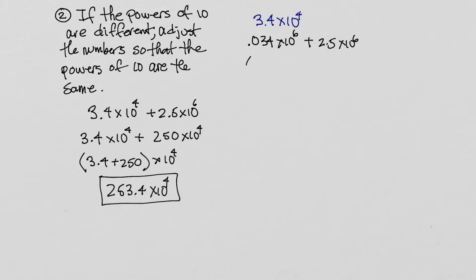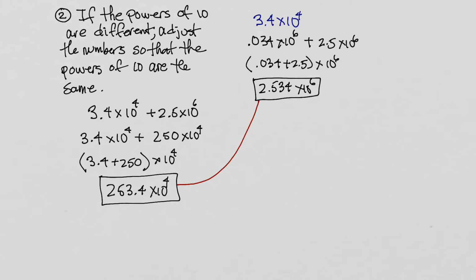So if we add these two numbers, now 0.034 plus 2.5 times, now 10 to the common power, we're going to get 2.534 times 10 to the 6th. Now let's look at what we've got here. We've got this one down here and this one up here. This one down here is 2534 but to the 4th, and this one we have 2534 to the 6th. Are they the same?